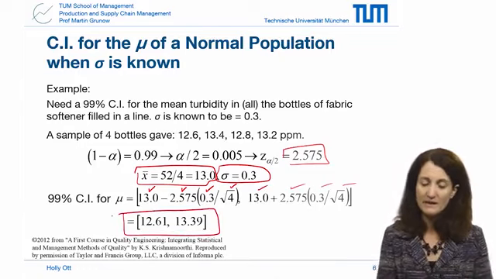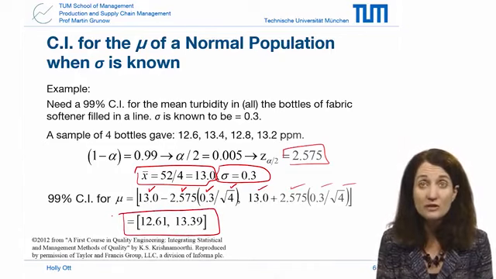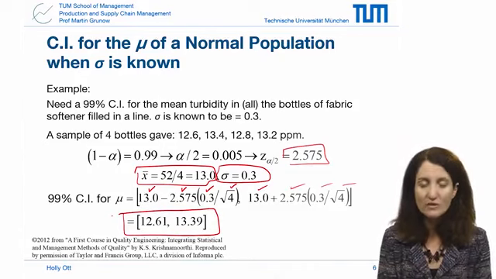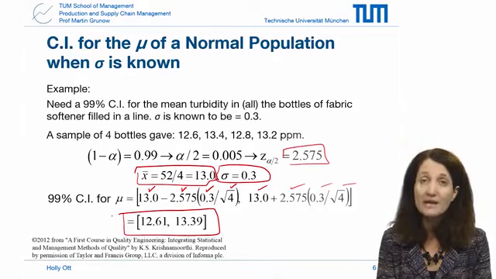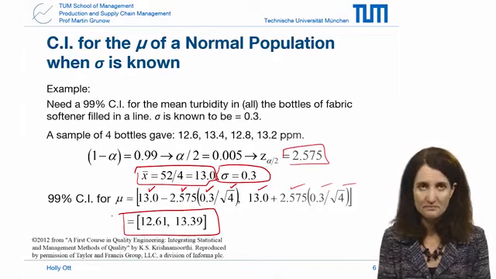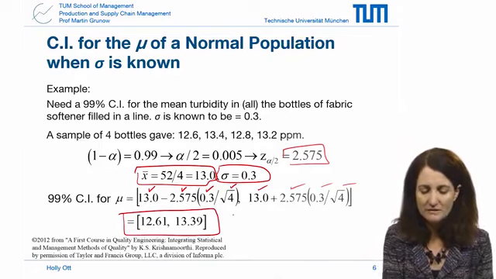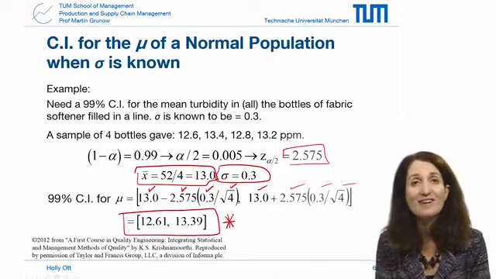So that day, that Monday, we say we get a 13.0 value for turbidity, ppm, and we say we're 99% confident that we lie between 12.61 and 13.39 ppm for turbidity. So now we want to keep this in mind. Don't forget this, because we're going to compare this now.